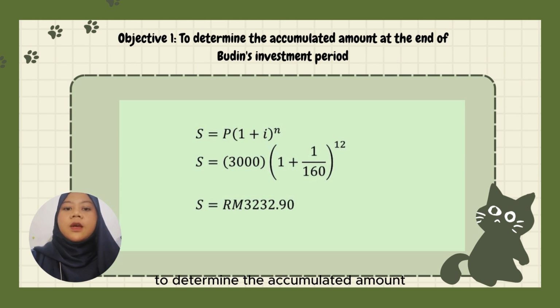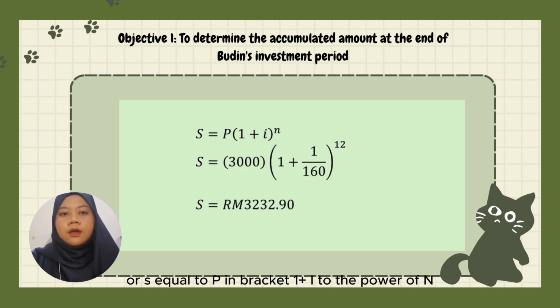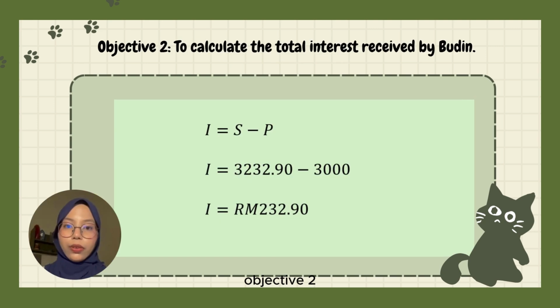Objective 1. To determine the accumulated amount at the end of Budin's investment period. The formula is accumulated amount or S equal to P in brackets 1 plus I to the power of N. We enter the information into the formula, so S equal to 3,000 multiplied by 1 plus 1 over 160 to the power of 12. And the answer is S equal to RM3,232.90.